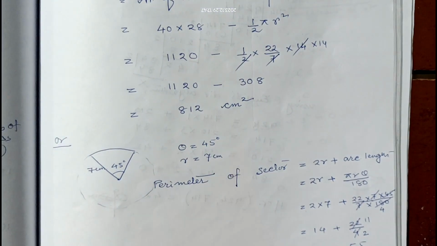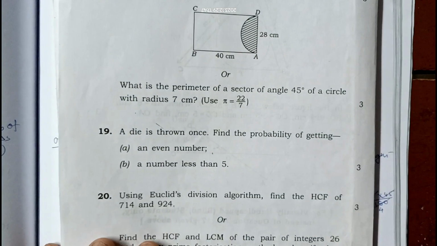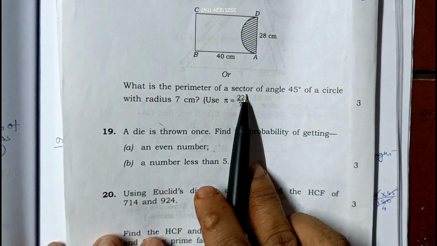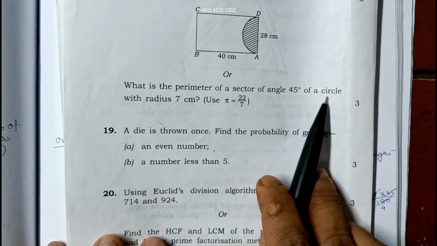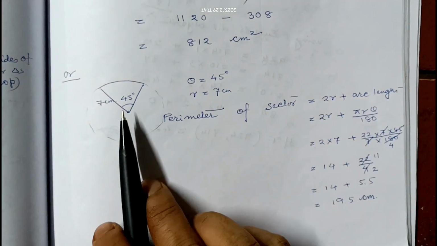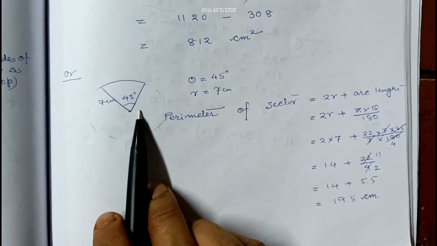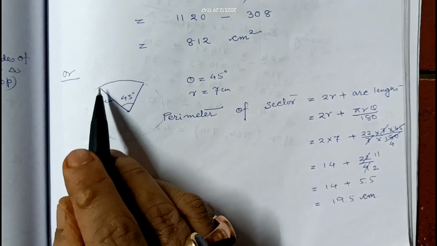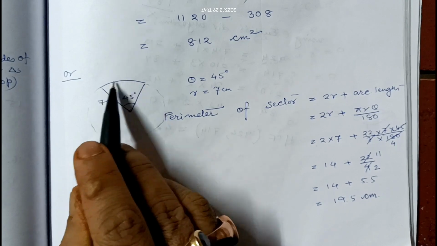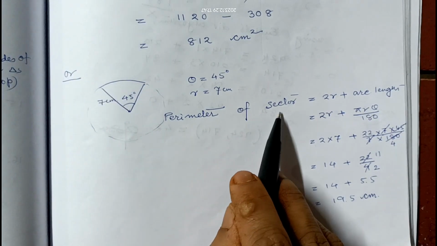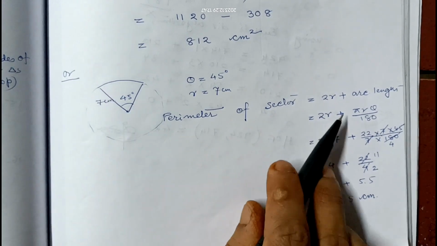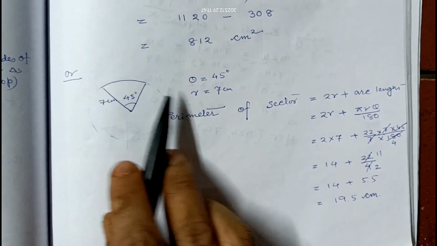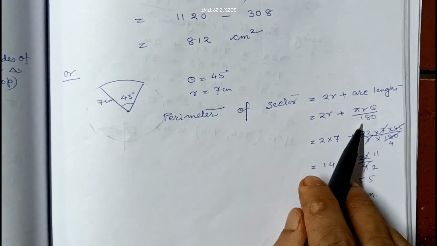In the odd part, it is given to find the perimeter of a sector. Find the perimeter of a sector of angle 45 degree of a circle with radius 7 centimeter. Suppose this is the sector, and if you want to find the perimeter, perimeter means boundary. This is radius, this is also radius, and this part is the arc. We know the perimeter of the sector formula is r plus r, twice r, and the arc length. Now the arc length formula is pi r theta by 180.